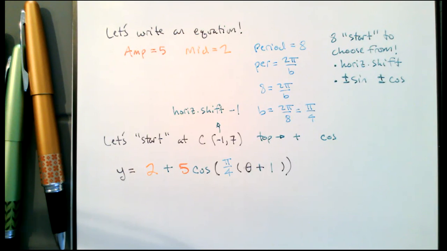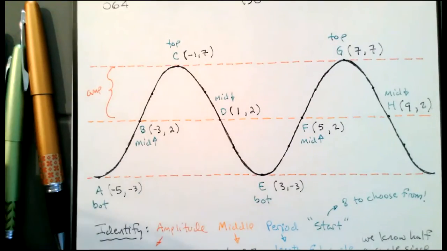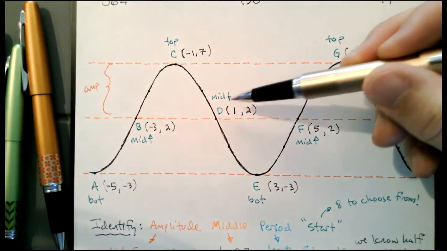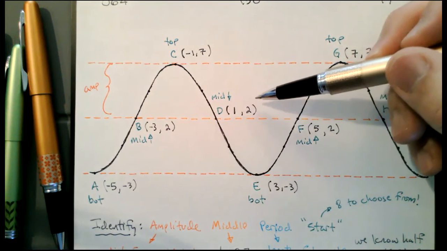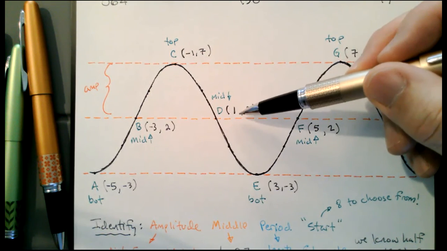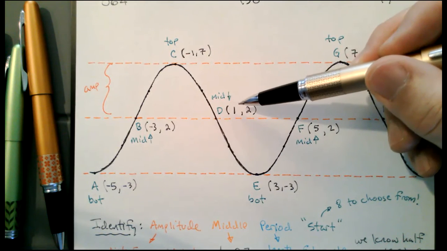Earlier, I mentioned that we have lots of points to choose from. Let's suppose that instead of starting at -1, 7, we said, I don't want to use cosine. I would rather use a sine graph. So I'm going to take as my starting point this point 1, 2. So let's start at D, 1, 2. This will tell us that a horizontal shift is going to be 1. And since we're at the middle going down, it's going to be a negative sine.